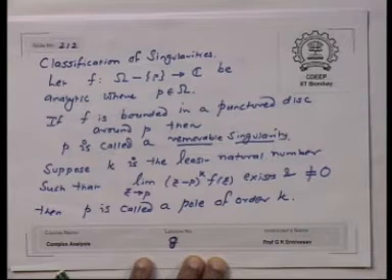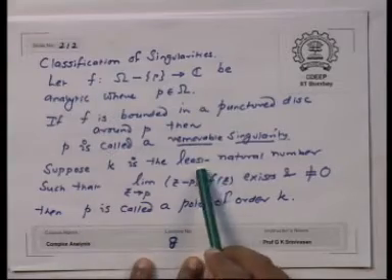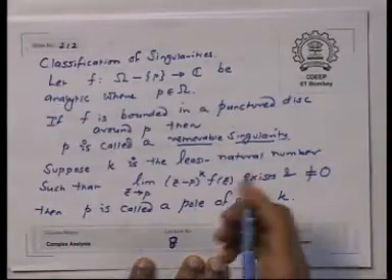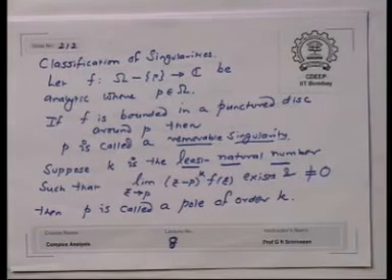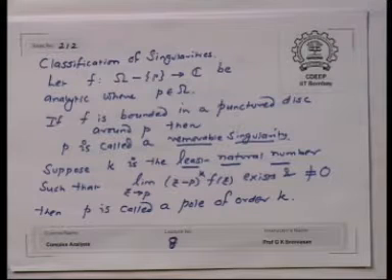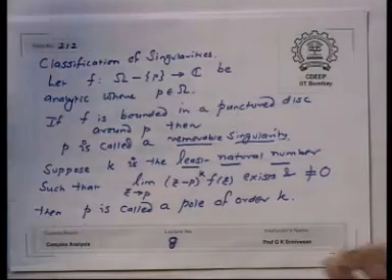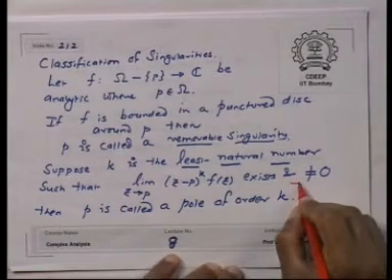Other thing is, suppose k is the least natural number, pay attention to this, k is the least natural number such that the limit of (z minus p) to the power k times f of z as z tends to p exists and is not equal to 0.